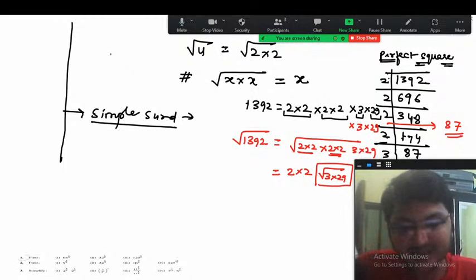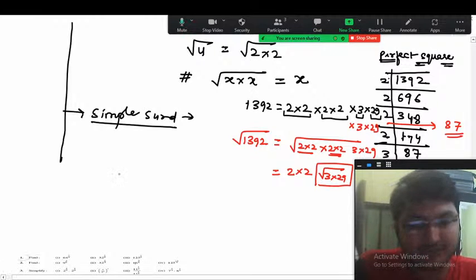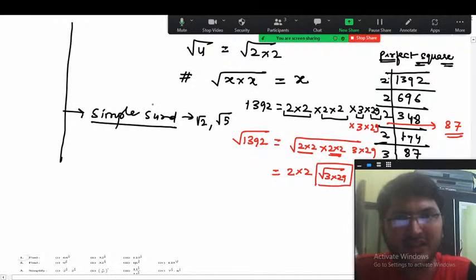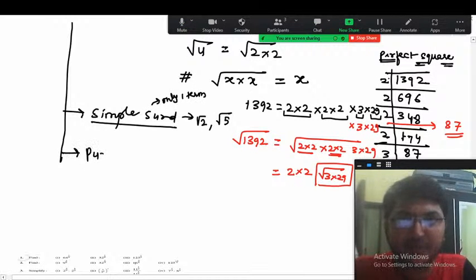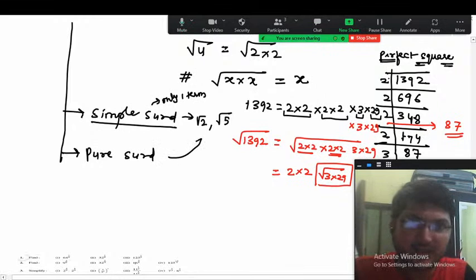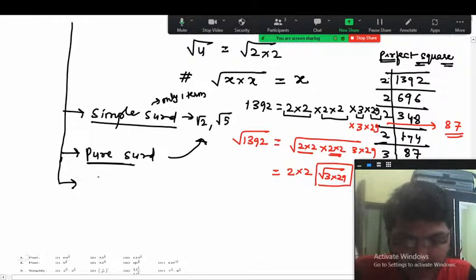Okay, simple surds are surds that have only one term. If a surd has only one term, it is called a simple surd. Like root 2 is a simple surd, root 5 is a simple surd. They have only one term, that means it is a simple surd. Okay, after simple surd there may be pure surd. If you want to say something is a pure surd, that means completely irrational. Here they are also pure surds, completely irrational.